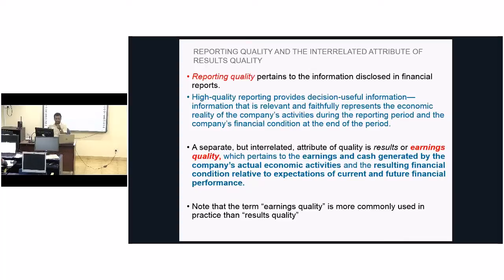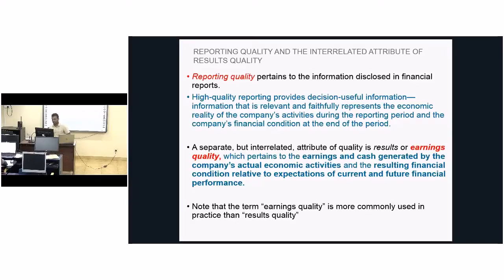The different interested parties will have different objectives. How do you achieve it? If the achievement level is high, you can say reporting information is quality. Information that is relevant and faithfully represents, relevance and faithful representation, can you remember? The economic reality of the company's activities during the reporting period and the company's financial condition at the end of the period. That's what we call good or high quality reporting.